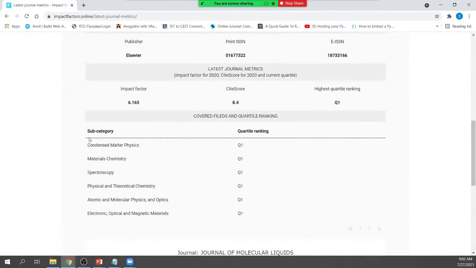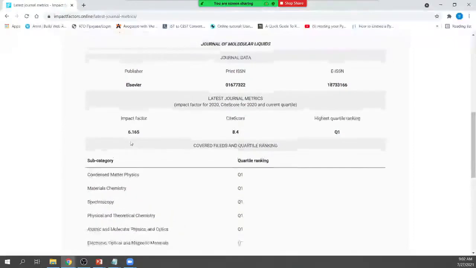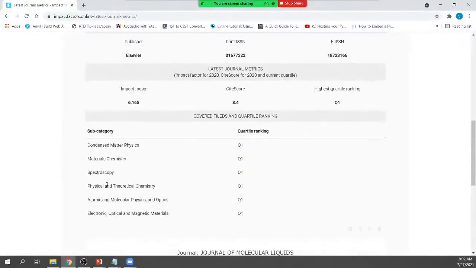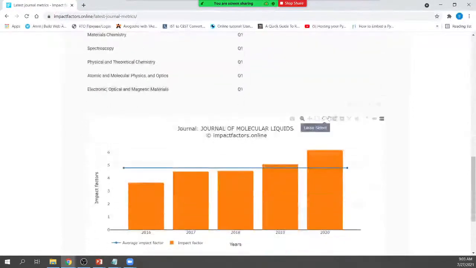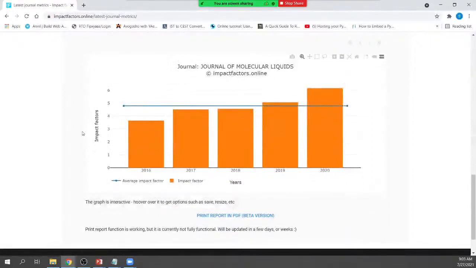And down here, you will see the categories covered by this journal, actually subfields and subcategories. So we can see that this journal publishes results from condensed matter physics, materials chemistry, spectroscopy, physical and theoretical chemistry, etc. And lastly, you receive an interactive graph which presents the impact factor values for the last 5 years. So you can see that the impact factor value of this journal nicely increased over the last 5 years. So this is a very useful tool to check how stable your journal actually is.